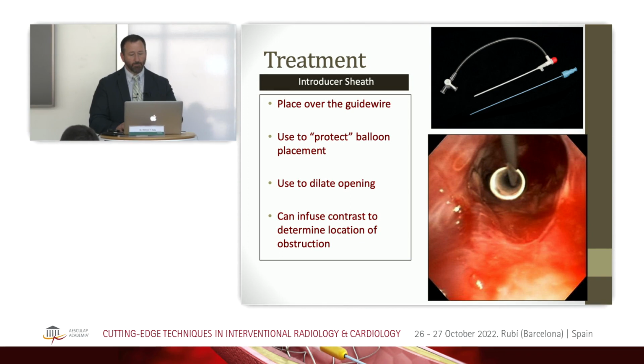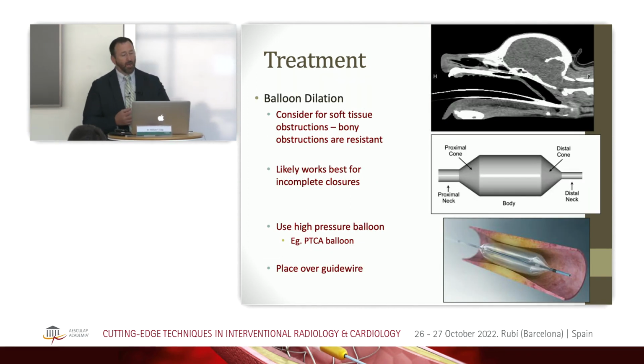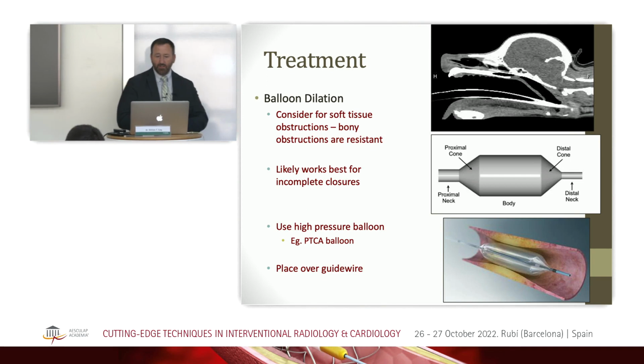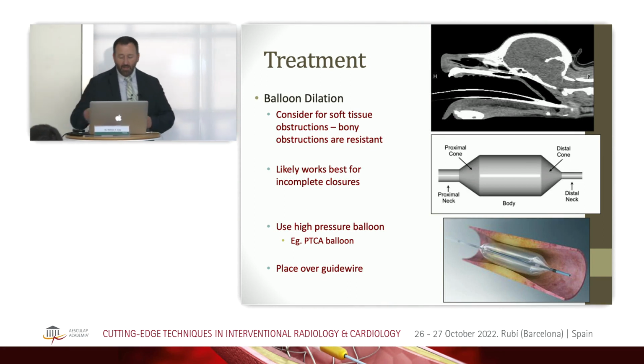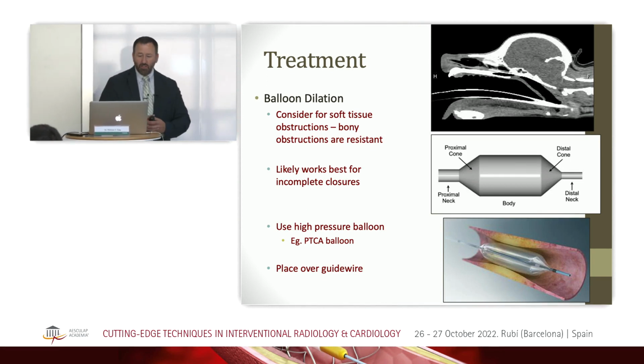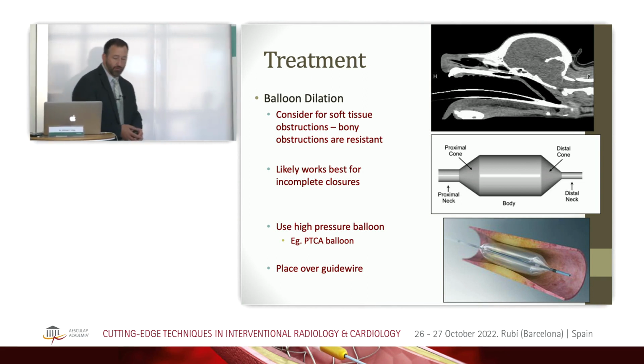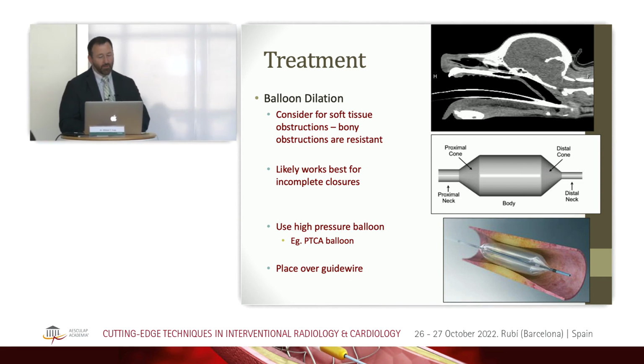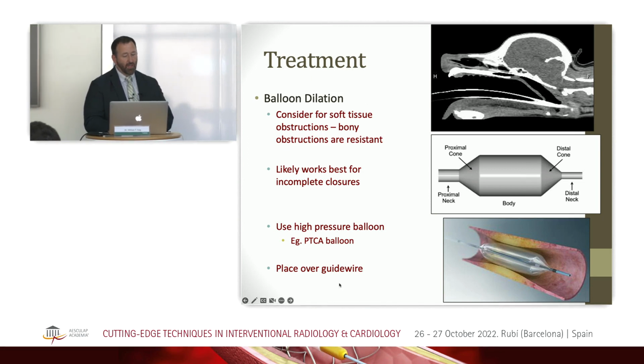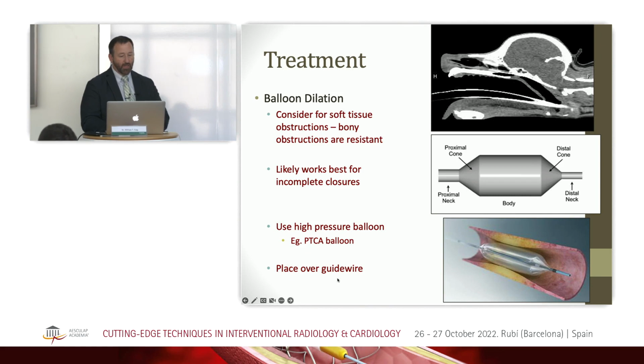It's really unusual. All right, so then again, balloon dilation is something we consider for these soft tissue obstructions. I don't use it ever for bony obstructions. I think it likely works best by itself for incomplete closures. And with a high pressure balloon, similar idea, you're going to often use some of these cardiac balloons to actually position it and place it over a guide wire.